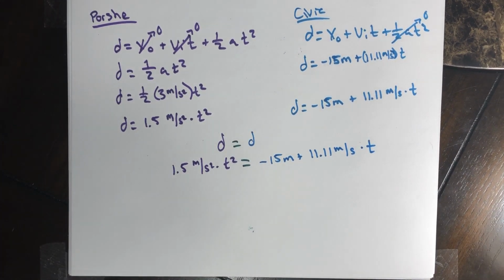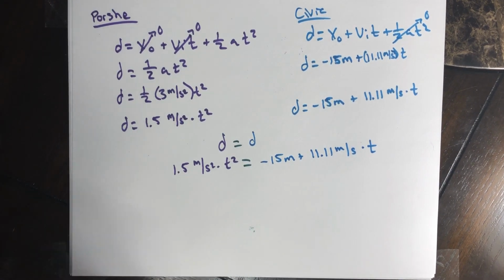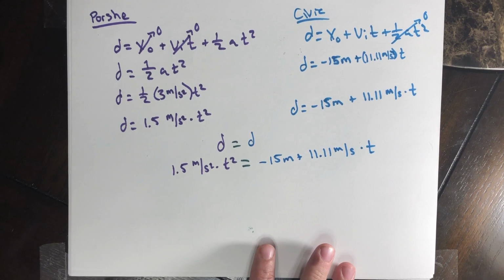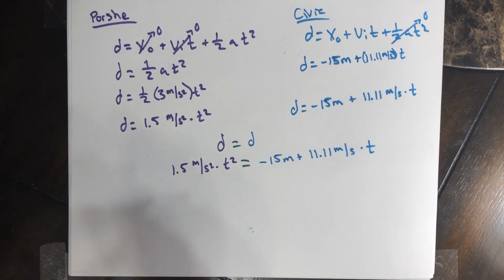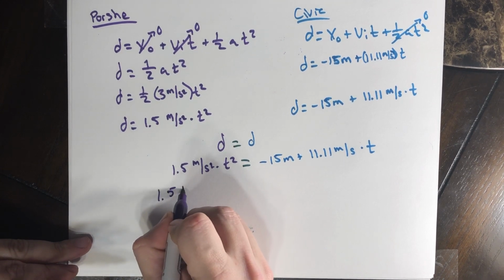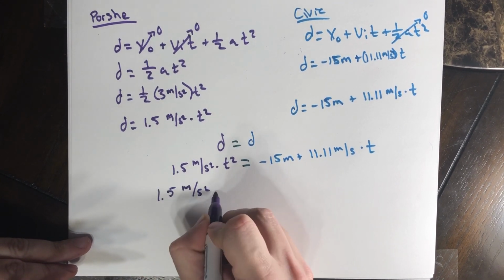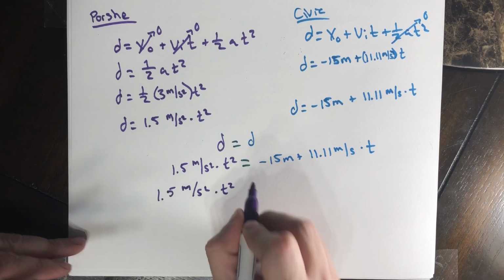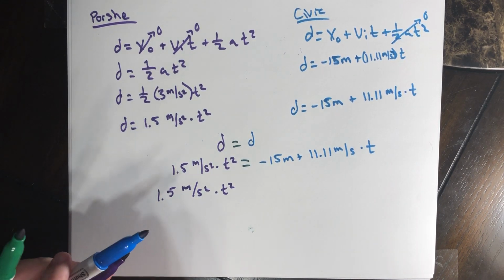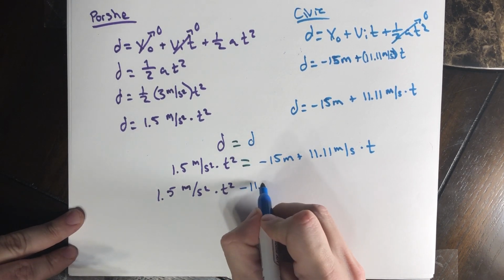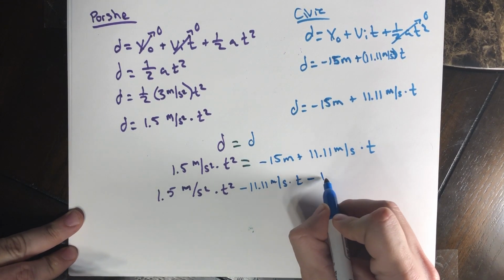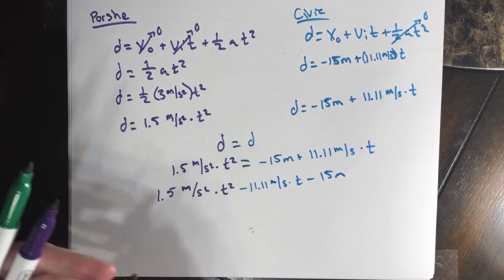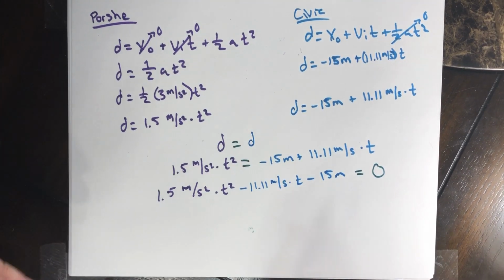Okay. Now, if you look at this, we have a quadratic equation. So we're going to actually use the quadratic formula. So we need to get everything equal to 0. So I'm just going to bring all of this to the other side. So we're going to be with 1.5 meters per second squared times t squared, and then minus 11.11 meters per second times t, and then minus 15 meters. And then all that is equal to 0.